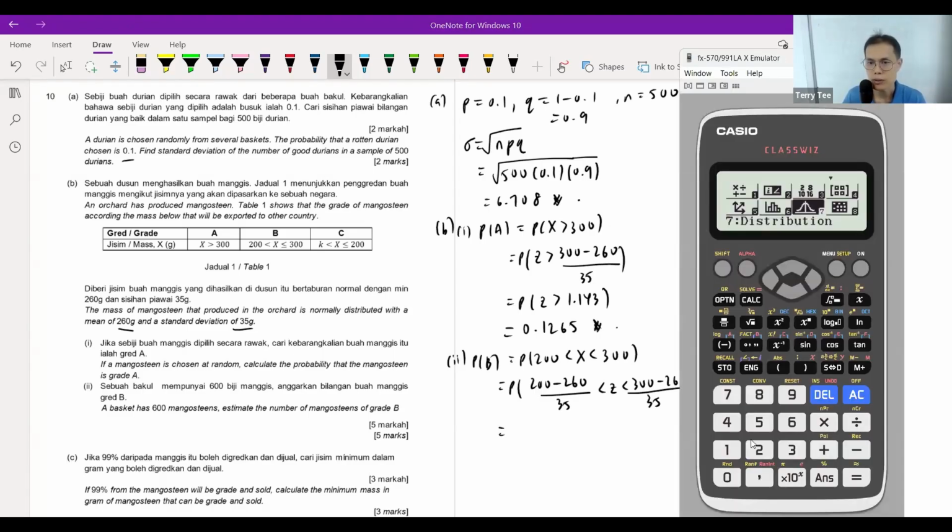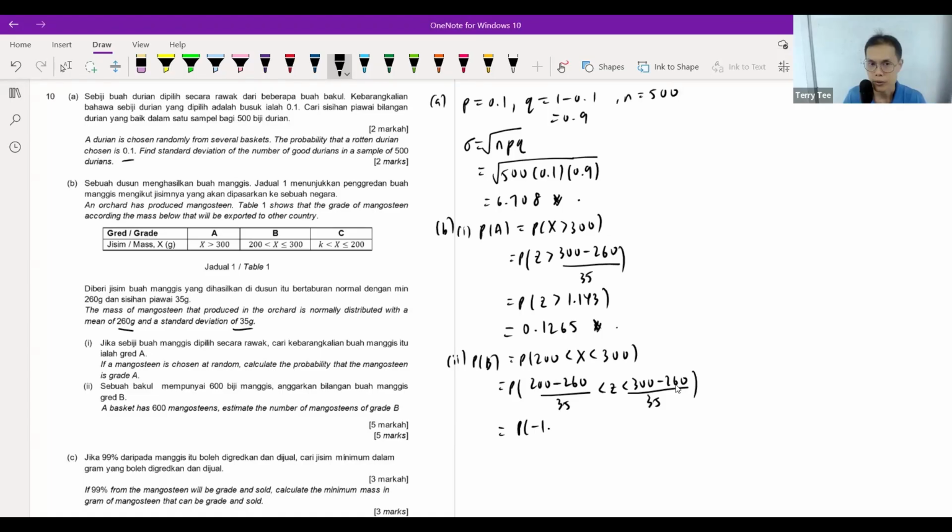So take 200, go back to your normal mode, mode 1. 200 minus 260 is negative 60. You divide by 35, you get negative 1.714. Okay, this is Z. The other one is the same, 1.143. So notice if you do a sketch, the first one is on the right-hand side, 1.143. This one is in between. Let me draw it here. One is negative 1.714. Another one is 1.143.